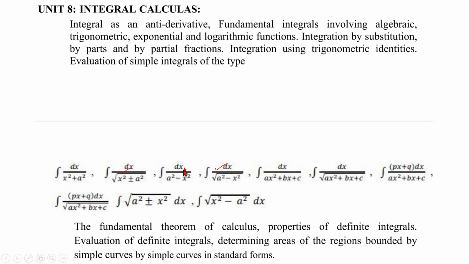For a square minus x square, this is partial fractions, log by log. Under root a square minus x square, x should be less than a, so x should be sin theta, and you will get sin inverse x by a.